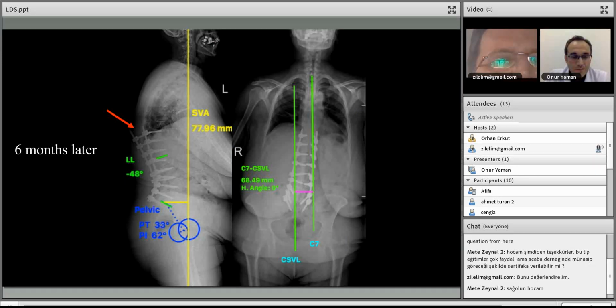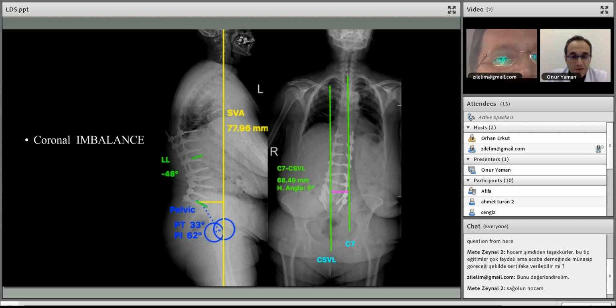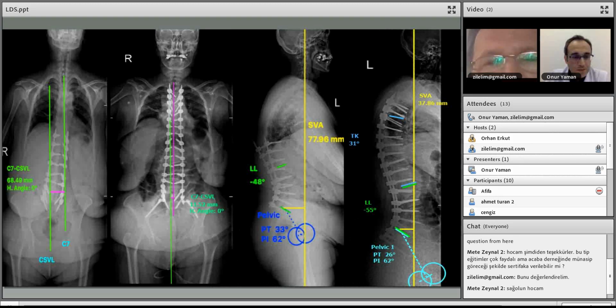The proximal screws pulled out and there is a pseudoarthrosis at S1. It happens because the coronal balance has not been determined after the surgery. So I have operated this patient, I've revised the upper screws, I went to the S1 and I went to T3. And these are the postoperative views. Preoperative of the patient's view shows us the coronal imbalance, but after the surgery, we have now a good coronal balance, and we have a better SPA after the surgery here.